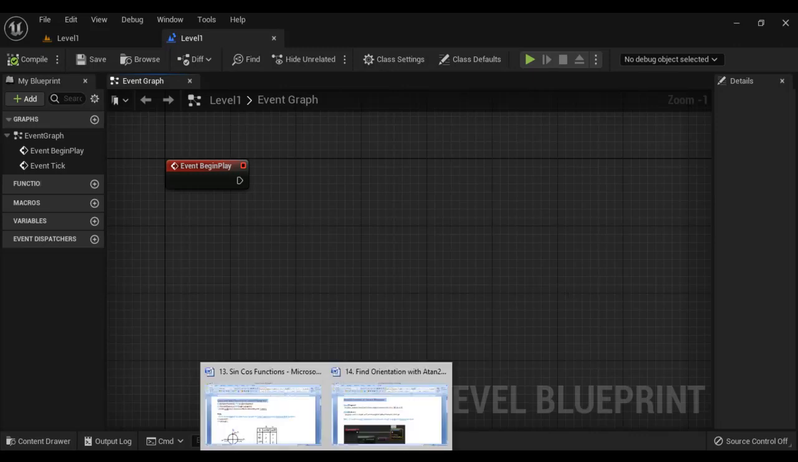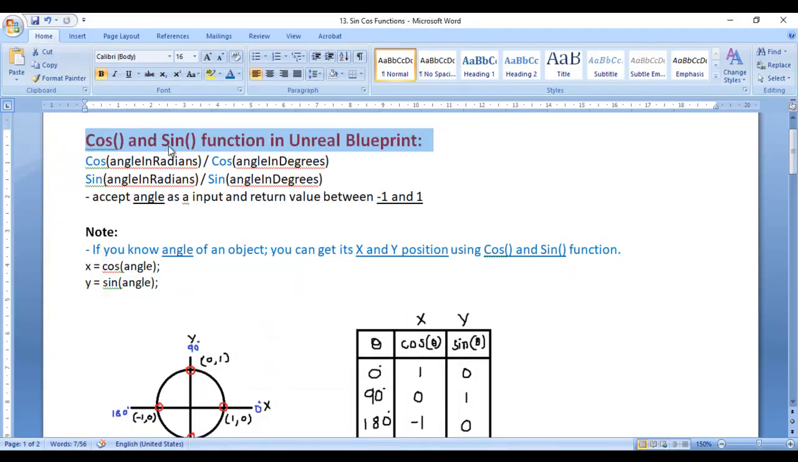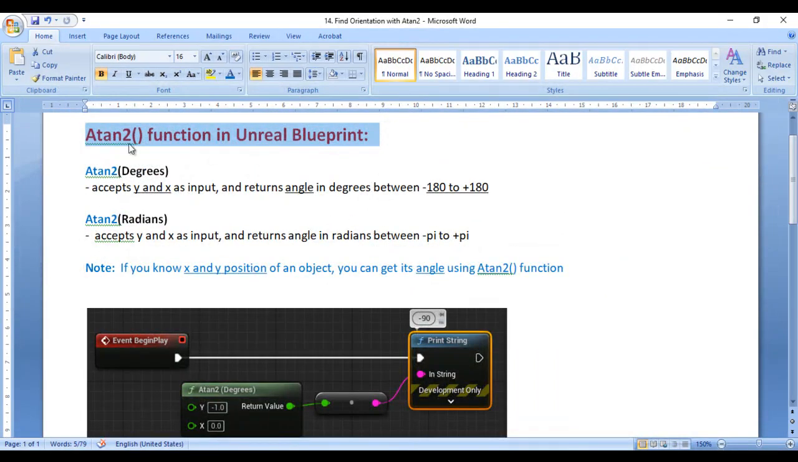In the previous video tutorial, we understood cos and sine function in Unreal Blueprint. In this video, I would like to discuss a tan 2 function in Unreal Blueprint.